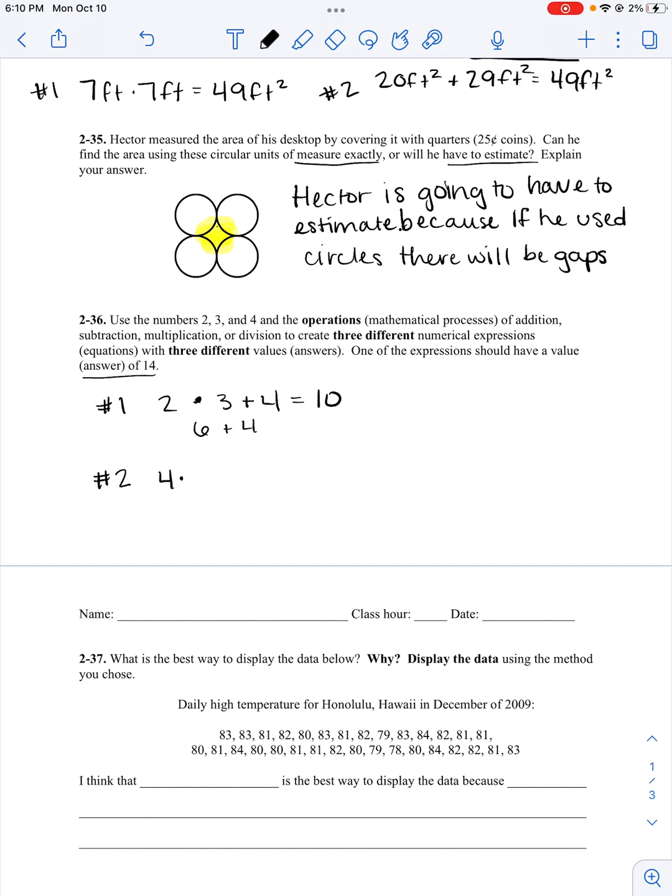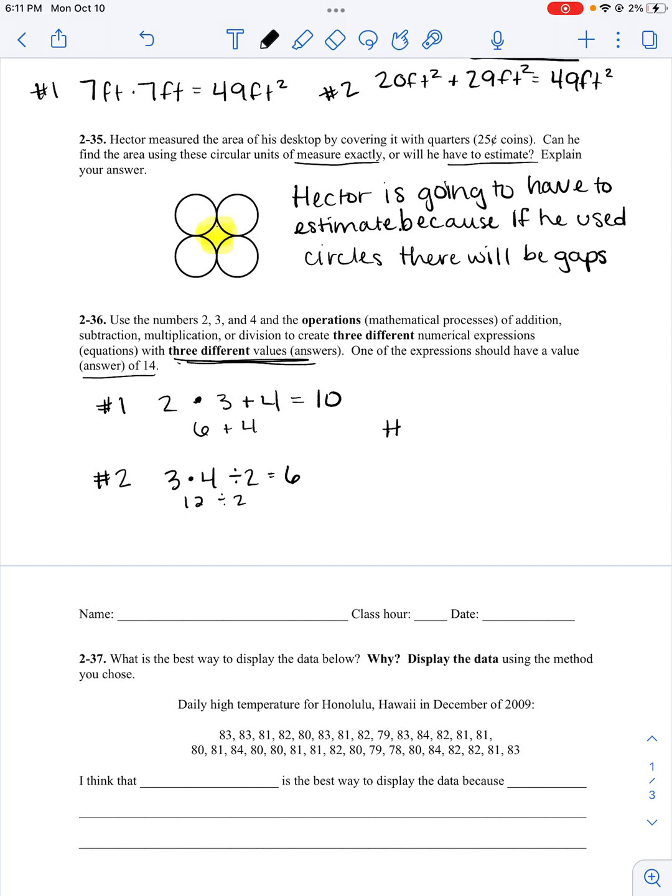The second one, maybe I take 4 times 3 plus 2. Or maybe instead of adding, since I added the last one, maybe this time I subtract 2. Okay, so 4 times 3 is 12. 12 minus 2 is 10. I can't use that one because I have to use 3 different values. So I'm going to erase it. What if I did 3 times 4 divided by 2? 3 times 4 is 12, divided by 2 is 6.